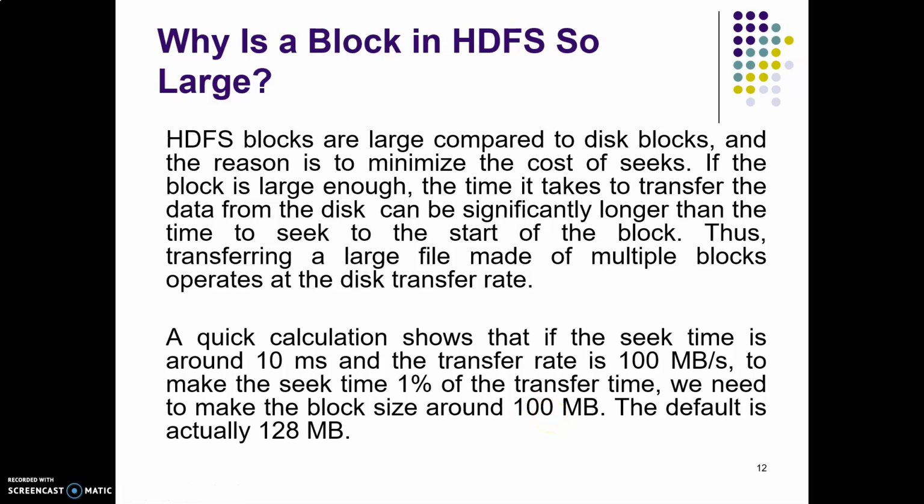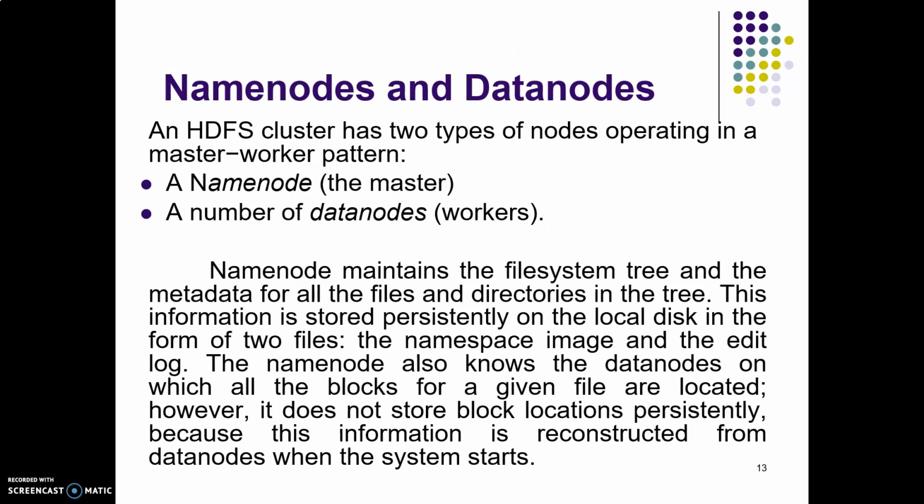That is, for 1 second we need 100 MB. But we see that the block size cannot be exactly 100 MB, so for that we make use of 128 MB. If the transfer rate is around 200 MB per second, then we may go for a 256 MB size, and so on. Now we come across the name nodes and the data nodes as well. An HDFS cluster has two types of nodes operating in the master-worker pattern. The name node is the master and the data node is the worker.